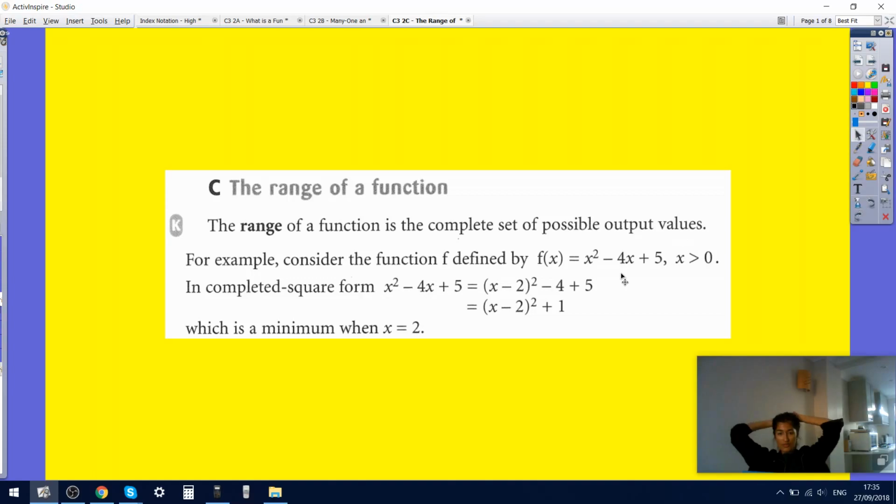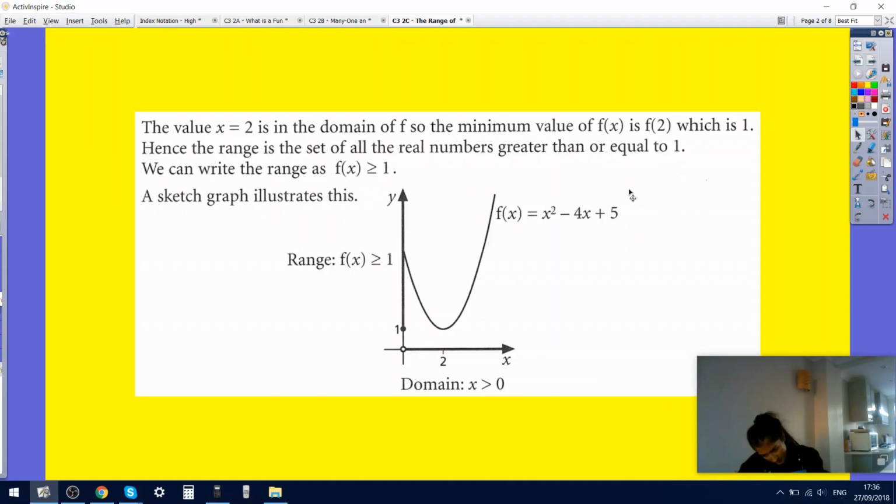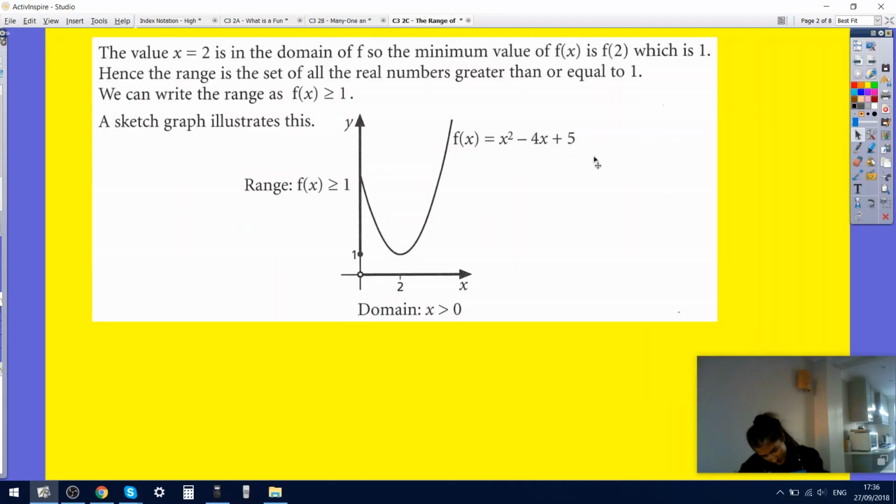Range of a function. Basically, range is the possible outputs. So the domain is the possible inputs. Range is possible outputs. So this graph here, the minimum is 1. And so the range is f of x is greater than or equal to 1. And because it's a function, we don't say y, we say f of x.